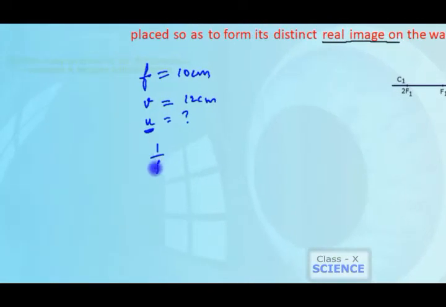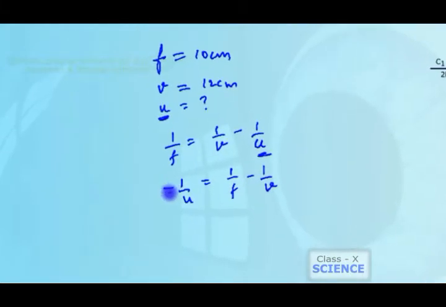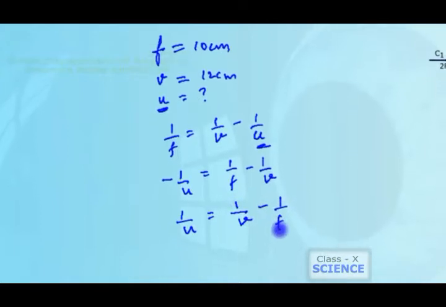So here 1 by f is equal to 1 by v minus 1 by u. We need to find u, so we have to rearrange the equation. So it could be 1 by u is equal to 1 by v minus 1 by f. Further rearranging this, here minus is there. By multiplying minus on both the sides, we will get 1 by u is equal to 1 by v minus 1 by f. Now it is in the form where we can substitute the value of focal length and image distance.